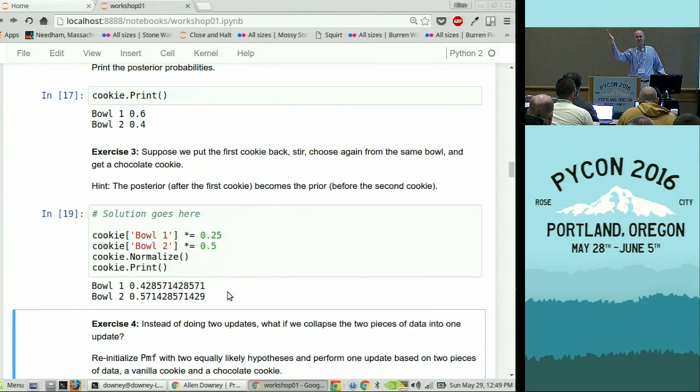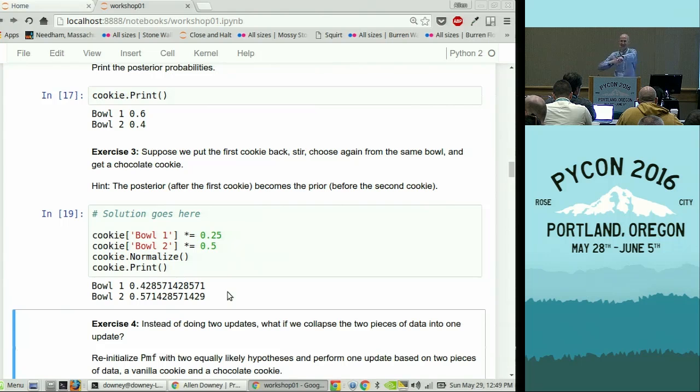Okay? And if you like, you can keep going and draw some more cookies and see how it goes. And that needle is going to kind of tip for a while. Eventually, once you've seen enough data, you will be nearly convinced that it's bowl 1 or nearly convinced that it's bowl 2, depending on which one it actually is.